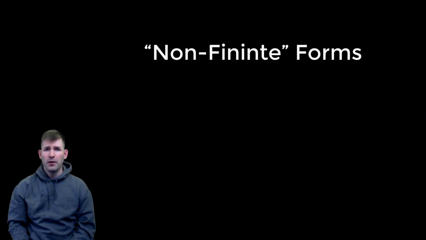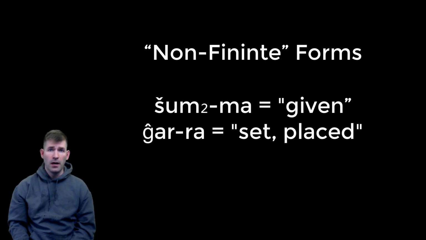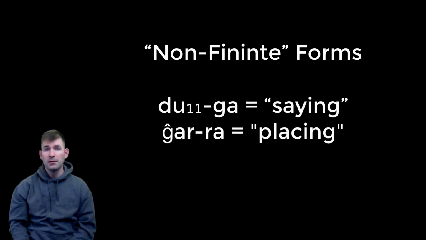Non-finite simply refers to those forms that are not regular verbs, infinitives, participles, etc. We learned in an earlier lesson that the verbal form can appear by itself or with an a, and can be translated either in a passive way, given, or set, placed, or like a participle, usually ending in an ing in English: du11 ga, saying, and ra, placing. A more detailed discussion on the non-finite forms will appear in a later grammar, but we need to know about two basic forms at this point, the passive and the active participles.